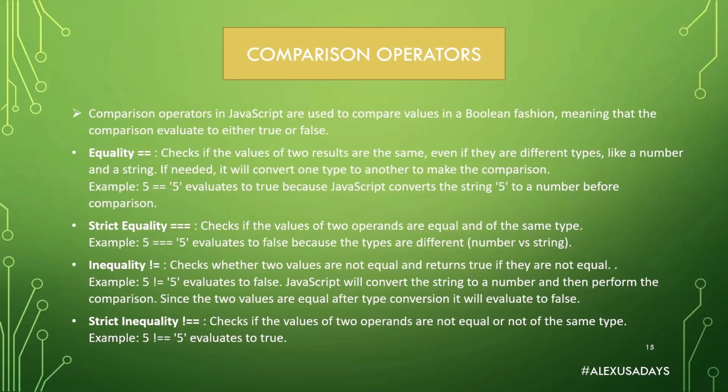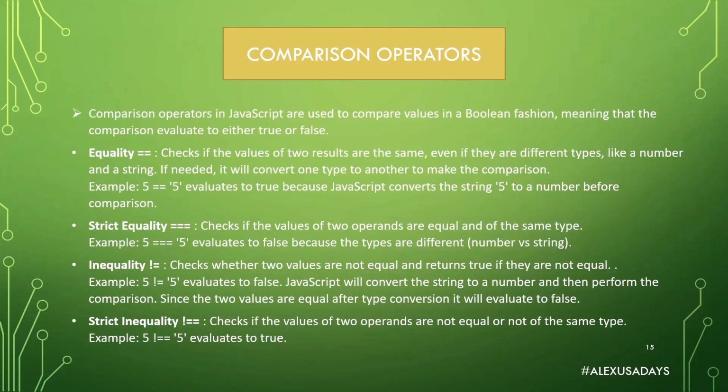Inequality, exclamation mark equal. Checks whether two values are not equal and returns true if they're not equal. Example, 5 exclamation mark equal 5 in quotations evaluates to false. JavaScript will convert the string to a number and then perform the comparison.